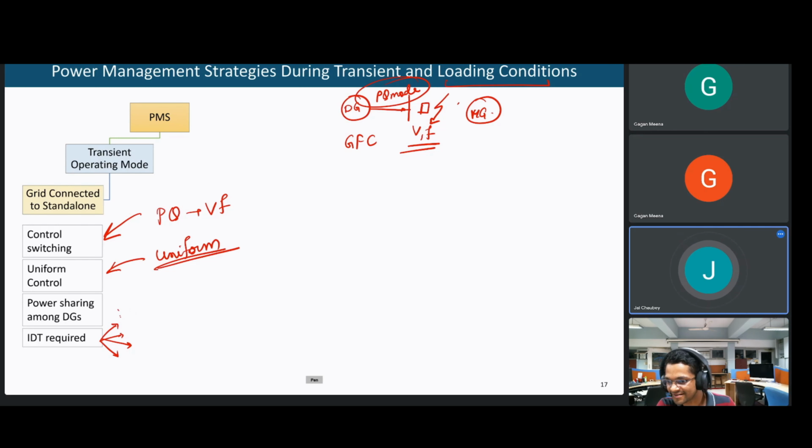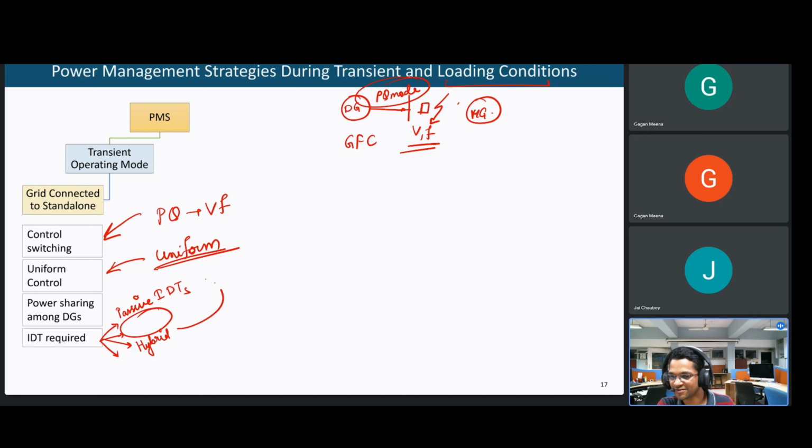So let me start with the first one. First was passive, so passive islanding detection techniques. The third one was hybrid. So hybrid is a hybrid of which two? Passive and the other one was active. Yes, it was active. Then the other one was communication based.